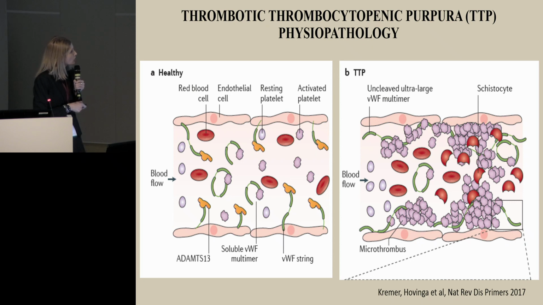And we have the blood flow coming, and the erythrocytes will bump into these platelet clots and will form pieces. And this is why we have anemia, this is why we have hemolysis, and this is why we will see these pieces of erythrocytes on the blood film in TTP.